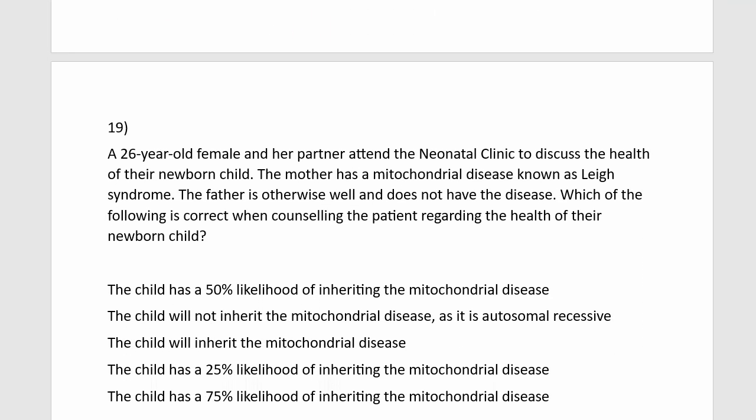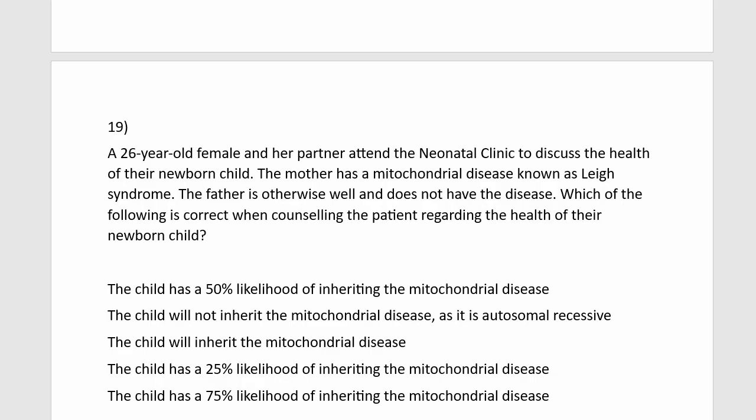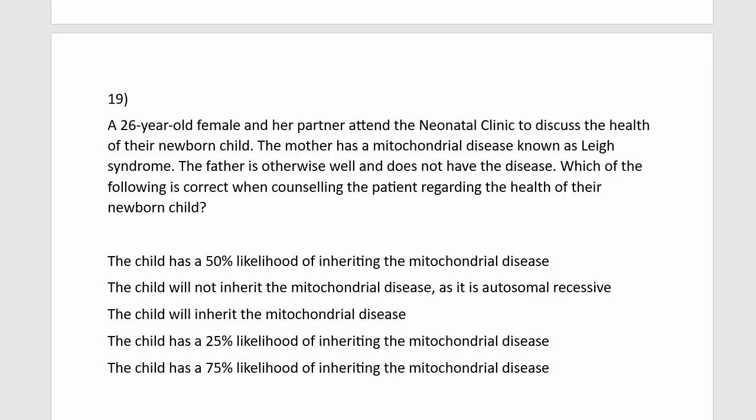Okay. Right, so question 19. A 26-year-old female and her partner attend the neonatal clinic to discuss the health of their newborn child. Not have the disease. Which of the following is correct when counselling the patient regarding the health of their newborn child? The child has a 50% likelihood of inheriting the mitochondrial disease. The child will not inherit the mitochondrial disease as it is autosomal recessive. The child will inherit the mitochondrial disease. The child has a 25% likelihood of inheriting the mitochondrial disease, or the child has a 75% likelihood.